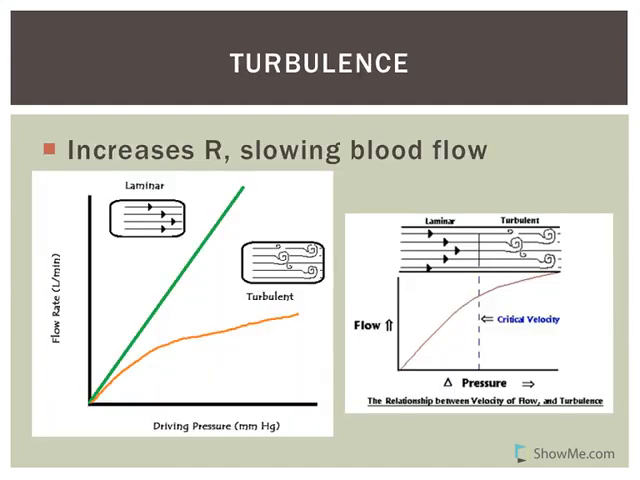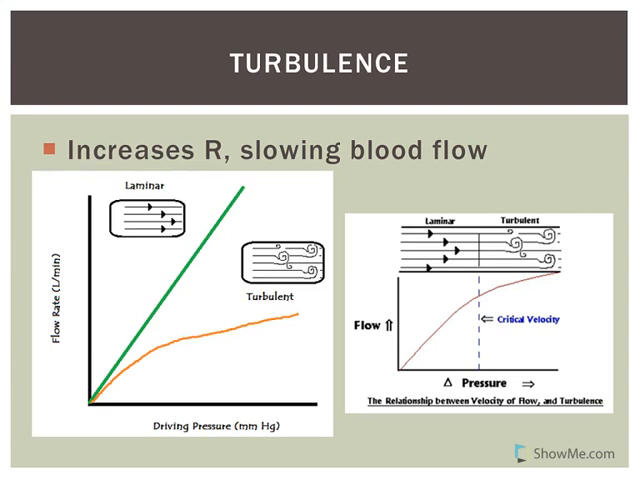So first one is the role of turbulence. If you have turbulent flow, and turbulent flow can be caused by anything that interferes with smooth blood flow, an increase in turbulence can increase resistance, which would slow blood flow. So what can create turbulence? If you have a very high flow rate, that can create turbulence.